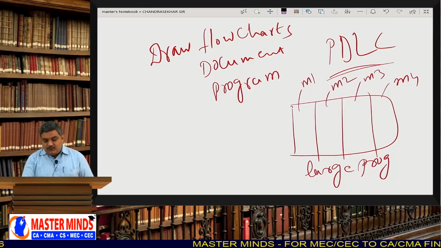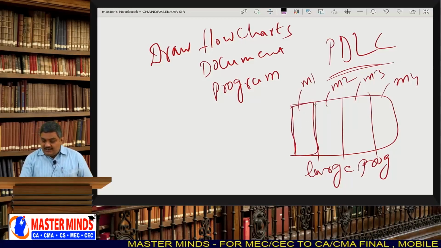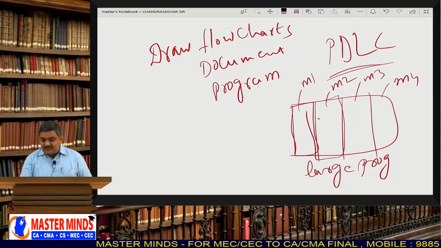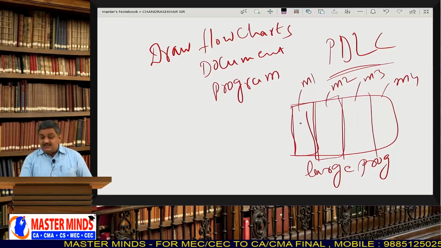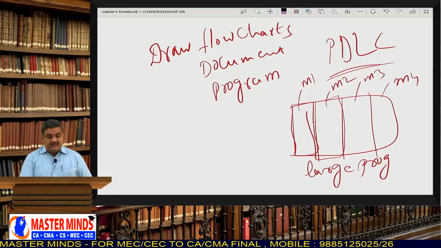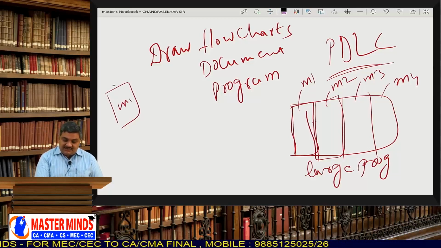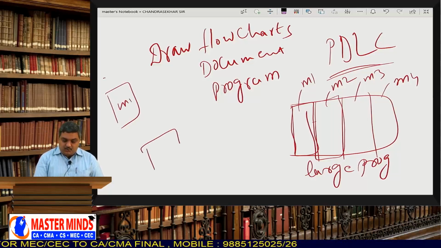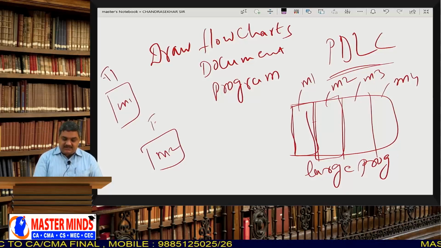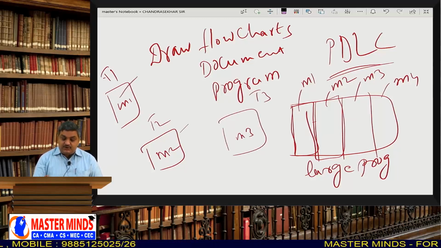So you have to do the unit testing. First, you test this module, whether it is working fine or not. Later, you will test the M2 module, whether it is working fine or not. This is called unit testing. And again, you have to do integration testing. Module 1 is separately developed by a separate team, module 2 by another team. This is developed by team 1, this by team 2, and this by team 3, like this. So you have to test them individually, that is unit testing.